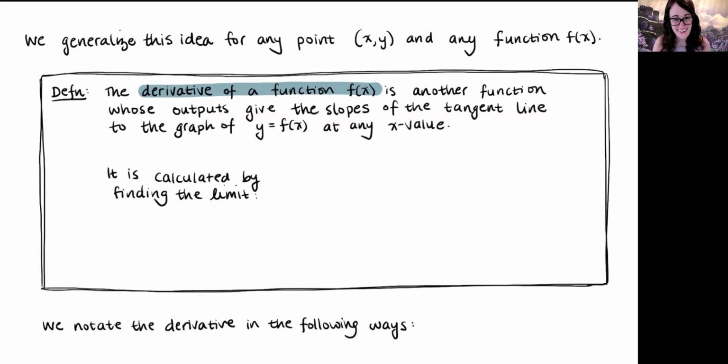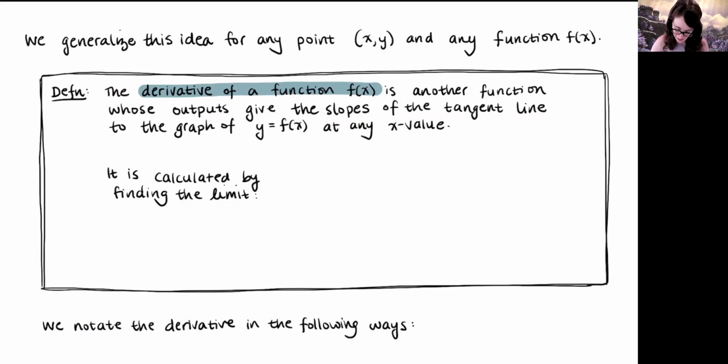Really cool. This derivative function, the outputs of it are related to the original, but what they give you is the slopes of the tangent line at any x value that you could want. So it is calculated by finding a limit. I'm going to build the limit by also showing you a picture of what's going on.